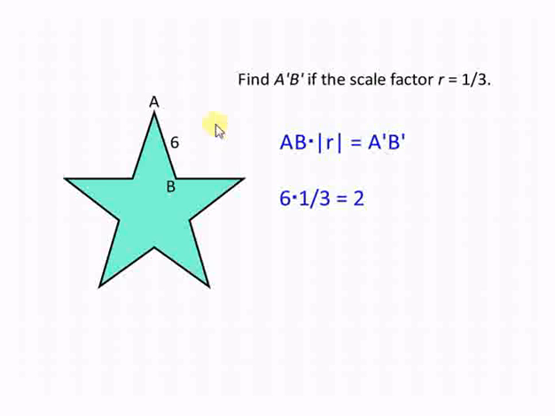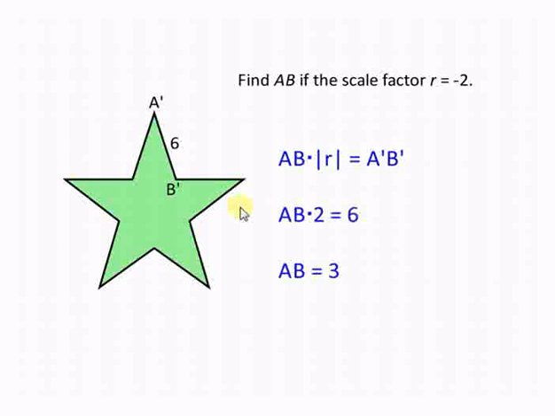Okay, we can tell by this picture, since we have A and B, that we're looking at the pre-image. We are told to find the length of A prime B prime if the scale factor is 1/3. We can't see A prime B prime, but if the scale factor is 1/3, you can imagine seeing this pre-image 1/3 its size. That would be the image. And so to find its length, we simply multiply this length by the absolute value of the scale factor. The absolute value of 1/3 is 1/3, and 6 times 1/3 is 2. So if the star were 1/3 its size, side AB, or A prime B prime, would be 2 long.